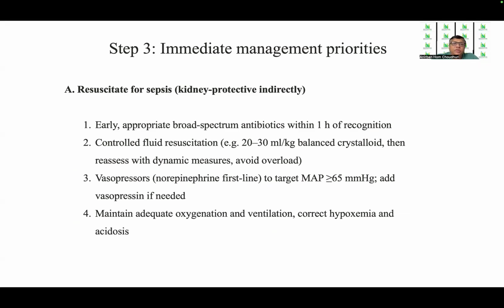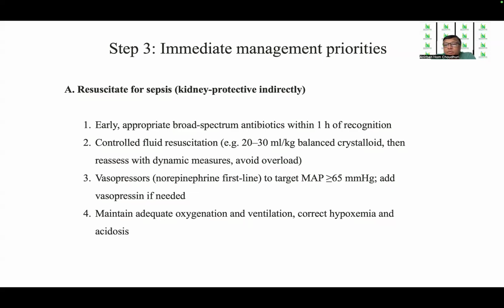Step 3 is to look for the immediate management priorities. In this patient, the first step is to resuscitate for sepsis, which is indirectly kidney protective, because resuscitation will improve kidney perfusion. Give early appropriate broad-spectrum antibiotics within 1 hour of recognition, and controlled fluid resuscitation with 20 to 30 mL per kg of balanced crystalloid, of course with titration, and then reassess with dynamic measures, always to avoid any overload. Vasopressors to target a MAP of more than 65 mmHg.